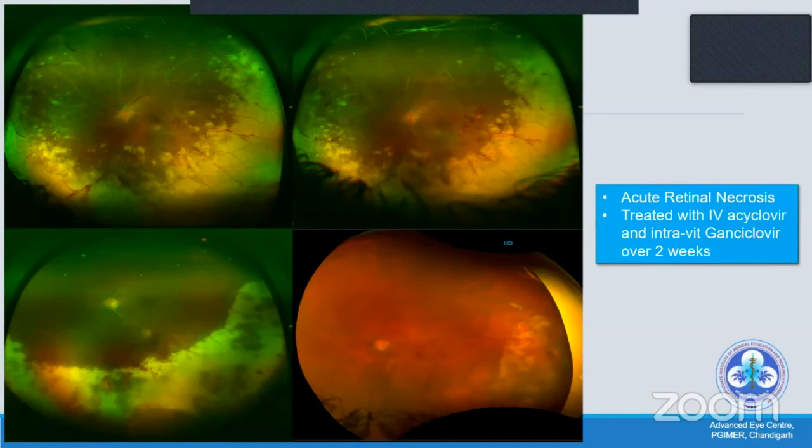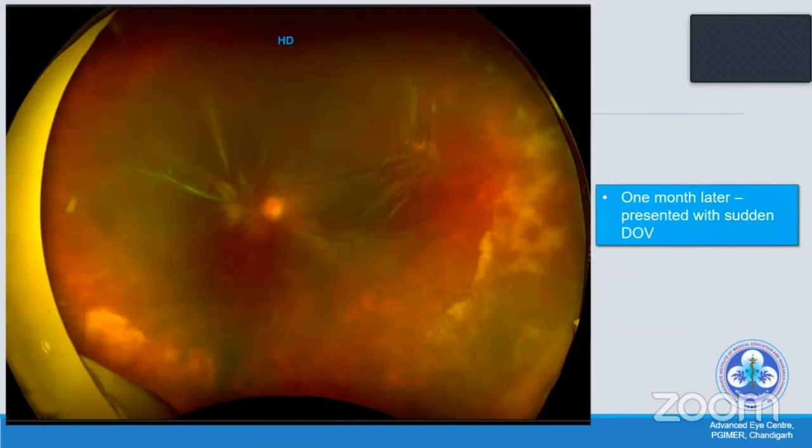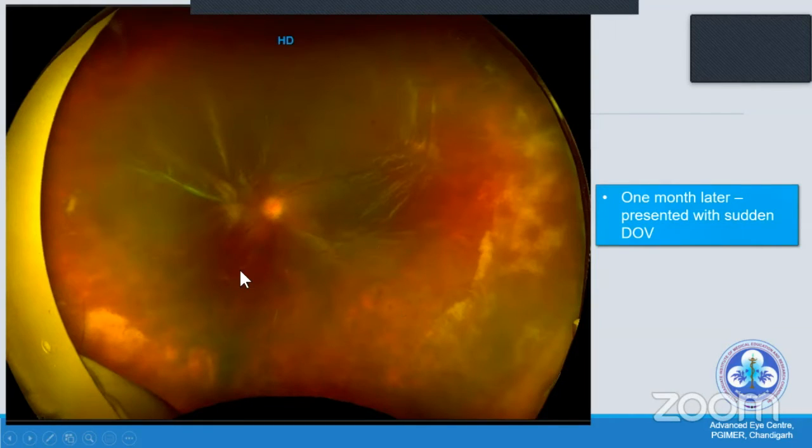Another patient with acute retinal necrosis in one eye, treated over 2 weeks with IV acyclovir and intravitreal ganciclovir, resolved well. Came back after about a month later with again a sudden decrease of vision. There was a retinal detachment in the supposedly healthy retina that was left.